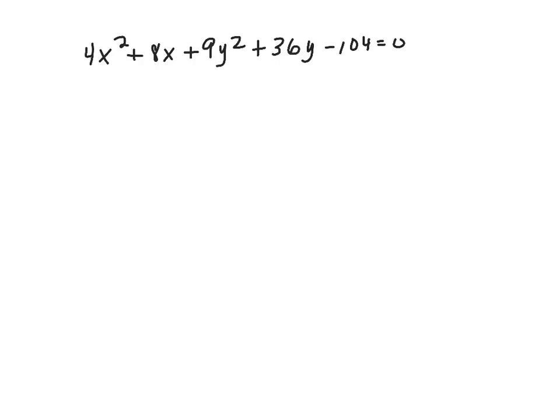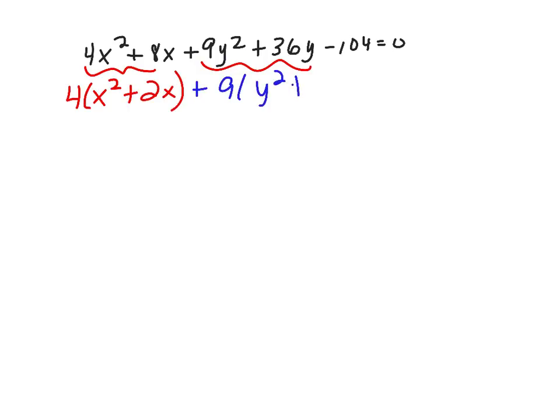I'm going to add the 104 to both sides, and I'm going to factor out the 4 and the 9. So I have 4 times x squared plus 2x, plus 9 times y squared plus 4y, and that equals 104. Now I'm going to complete the square for the x's.